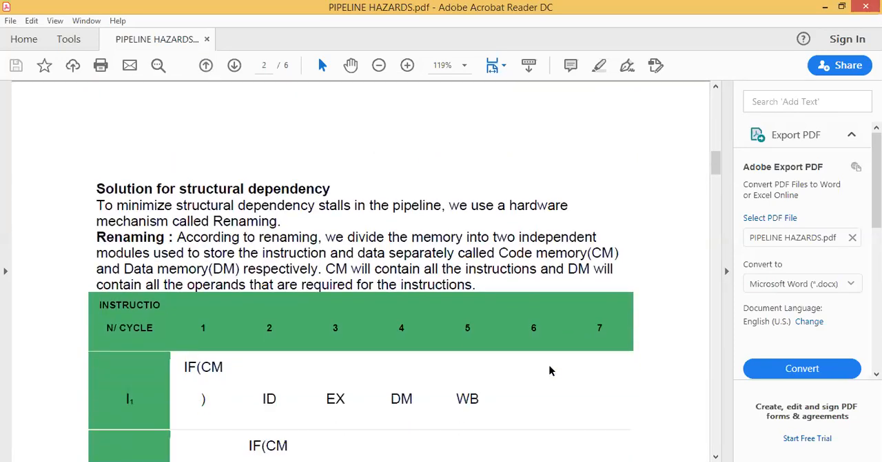Next, to minimize the structural dependency stall in the pipeline, we use a hardware mechanism called renaming. Renaming divides the memory into two independent modules to store instructions and data separately, called code memory, also known as CM, and data memory, DM. CM will contain all the instructions and DM will contain all the operands required for the instructions.